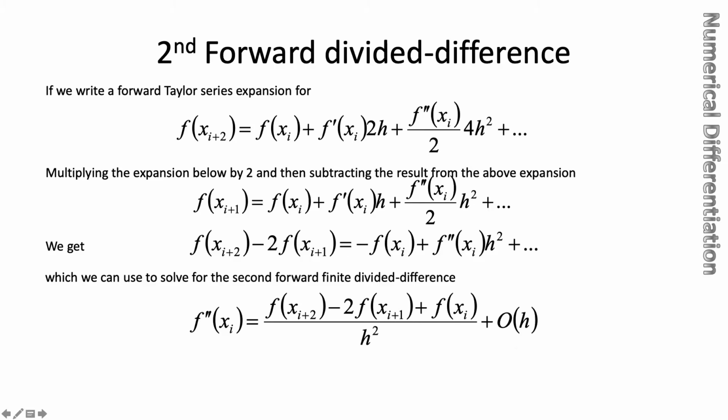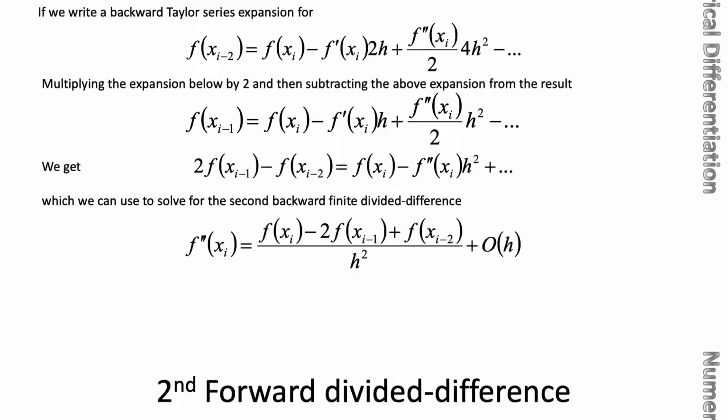Imagine if you take the first numerical derivative of the function twice, the error would propagate from the first to the second derivative and would be larger. This method is called the second forward divided difference.